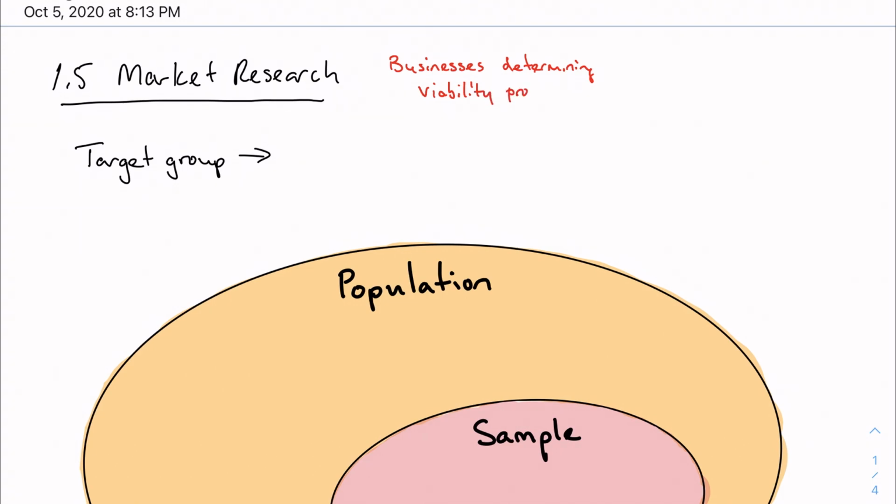Is this product too expensive for what the market would want to pay for it? Is this even a product that people would be interested in buying? Is this as quality of a product as I think it is? So they conduct market research to do that.